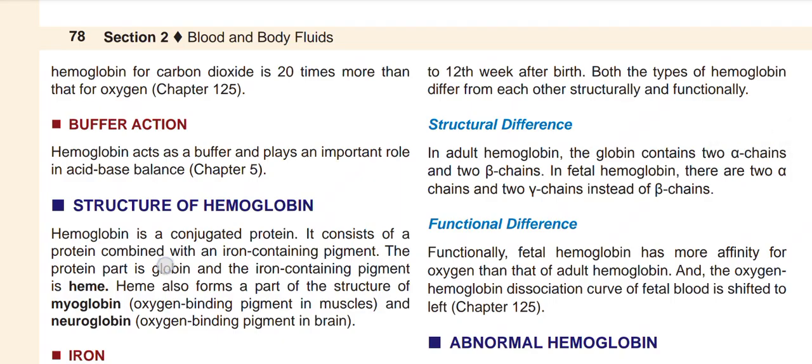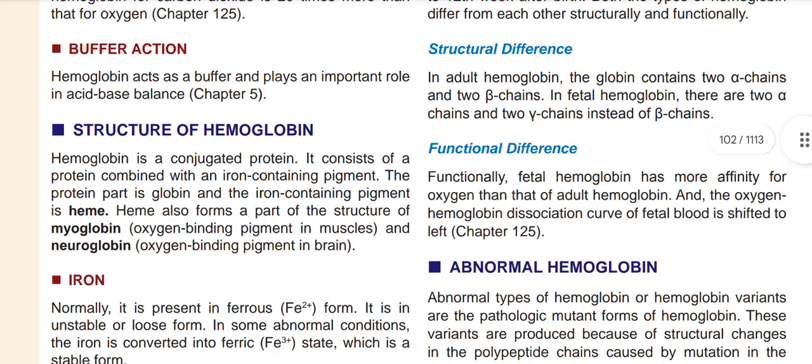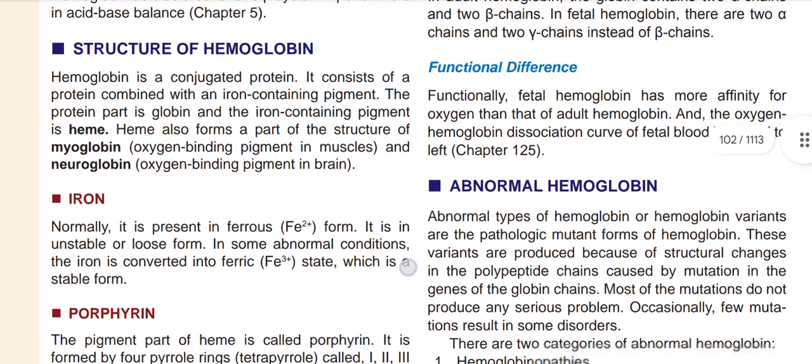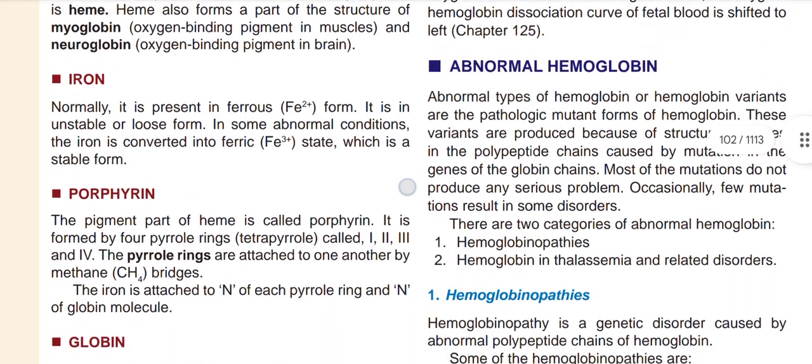Now, structural difference. In adult hemoglobin, the globin contains two alpha chains and two beta chains, and in fetal hemoglobin, there are two alpha chains and two gamma chains instead of beta chains. Now, functional difference. Functionally, fetal hemoglobin has more affinity for oxygen than adult hemoglobin, and the oxygen hemoglobin dissociation curve of the fetal blood is shifted to the left.